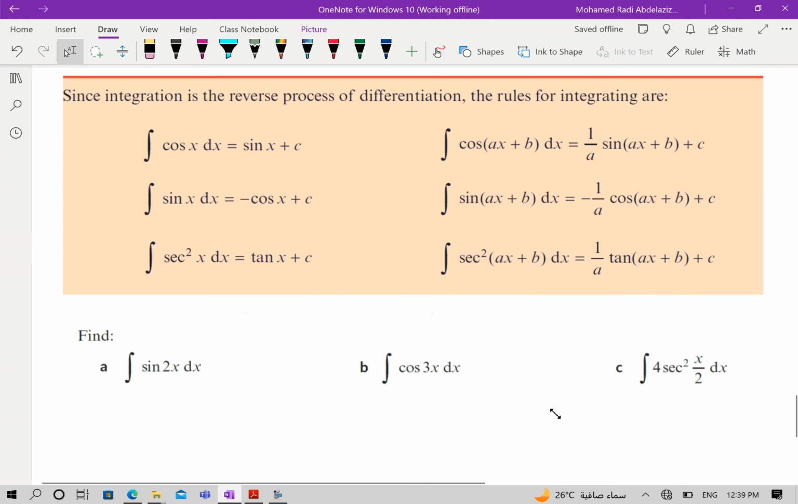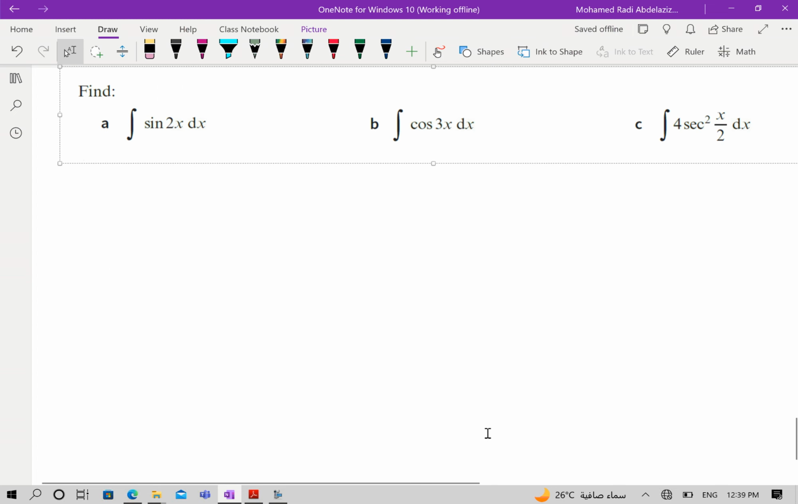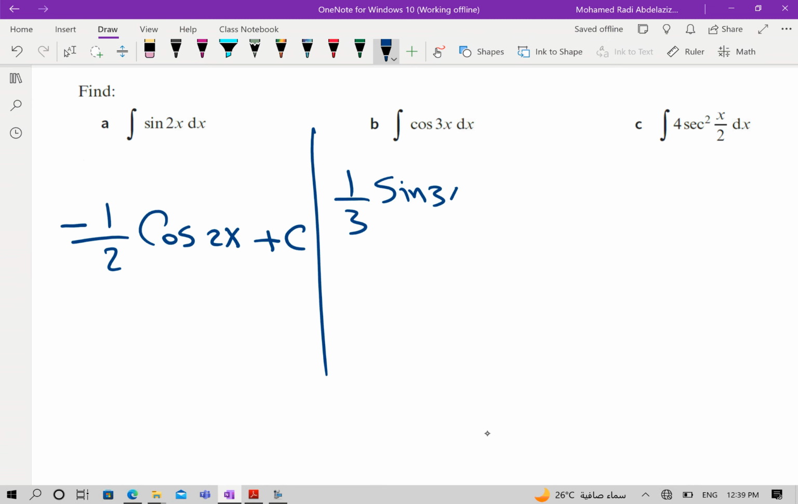Let's start now with parts a, b, c. Integrate sine is cosine or negative cosine? Negative cosine. Negative 1 over 1 over what? 2. Cosine 2x plus C. It's given in the formula sheet. Integrate sine is negative cosine. Integrate cosine is sine. 1 over 3 sine 3x plus C.